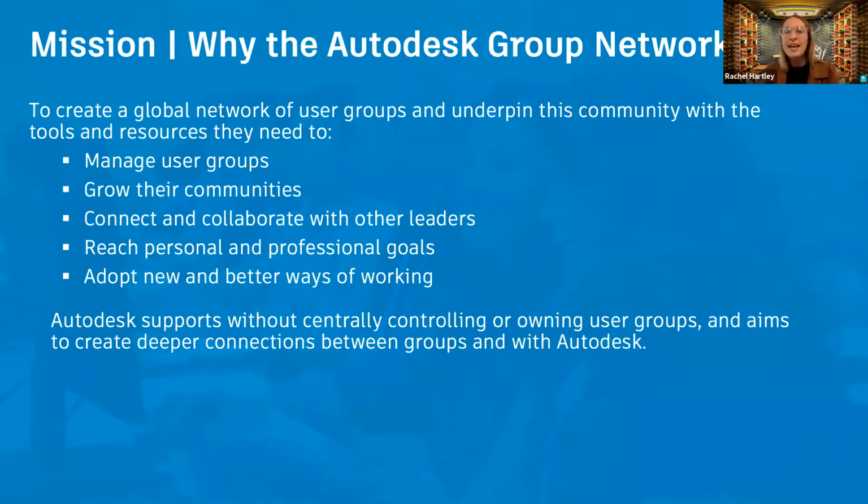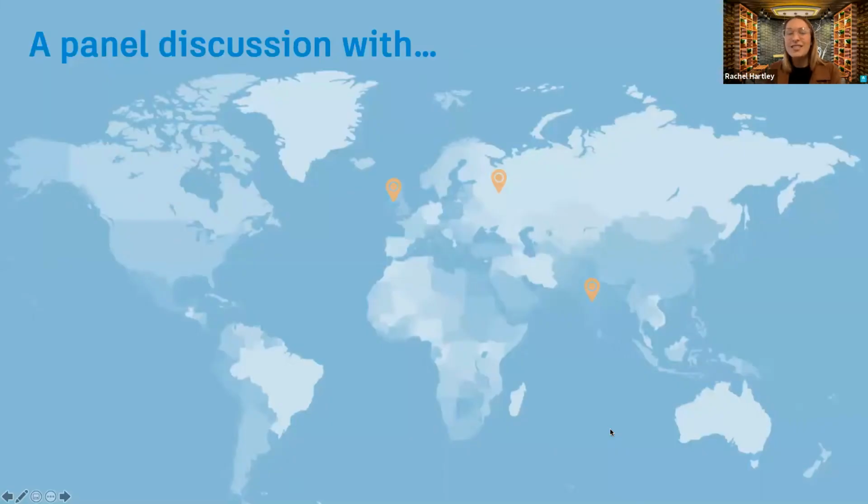So it's important that I do set the frame that within the Autodesk Group Network, we are deeply rooted in how we founded in supporting groups without centrally controlling these groups as Autodesk. And really our aim is to create these deeper connections between groups and their members and their community base and with Autodesk. So with that nice introduction of Group Network, it's my pleasure to enter into our panel discussion today.